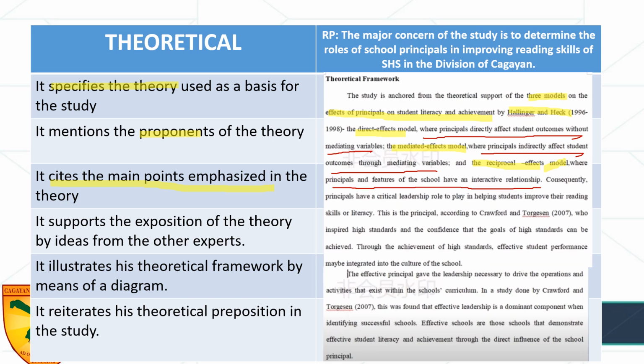And then we go to the next part, supports. Other citations that support the idea of the theory from other experts. So you will see here, according to Crawford and Torgensen 2007, who inspired high standards and confidence that the goals of high standards can be achieved. So you can see here other experts. And then the next part here is to illustrate the theoretical framework by means of a diagram. So it doesn't fit already my slide.